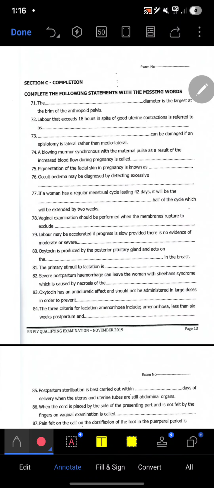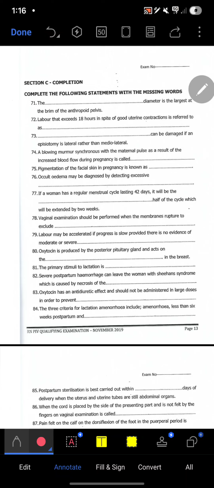71 says the dash diameter is the largest at the brim of the anthropoid pelvis. The correct answer is antero-posterior. 72, labor that exceeds 18 hours in spite of good uterine contraction is referred to as, the correct answer is prolapsed labor. 73, dash can be damaged if an episiotomy is lateral rather than mediolateral. The correct answer is anal sphincter.